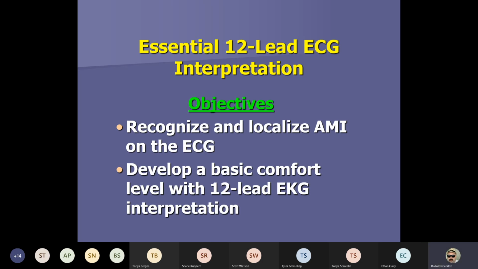So the term MI stands for myocardial infarction. In layman's terms, it's a heart attack, right? That's what we are looking for when we're looking at a 12 lead. And if at any point you have questions during this, please ask questions, because again, you can get really behind really easily.